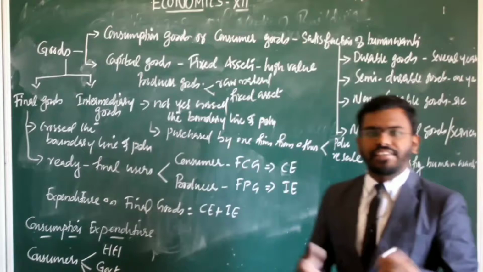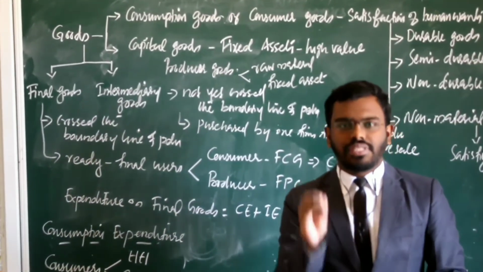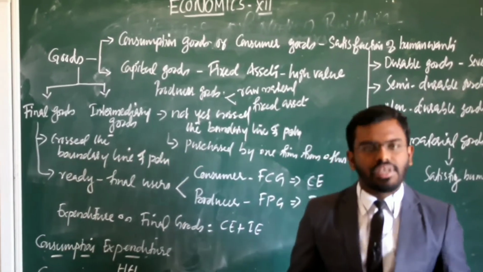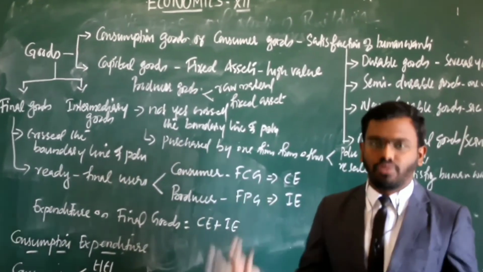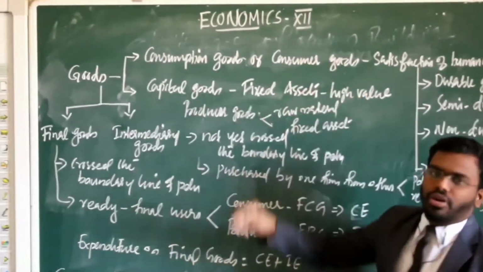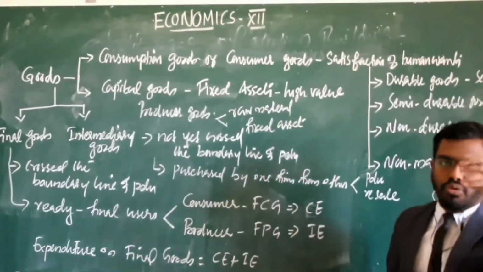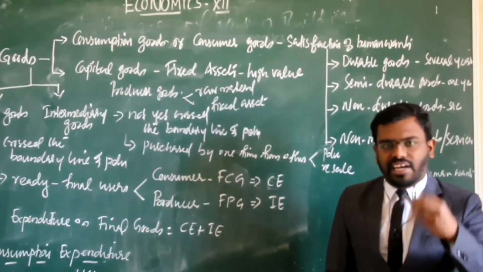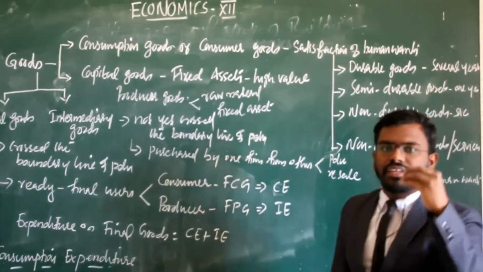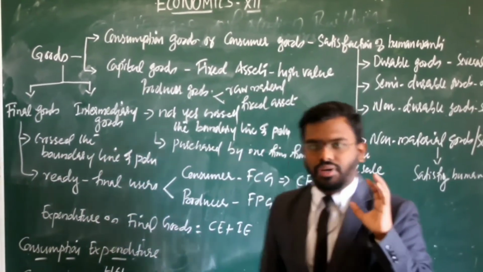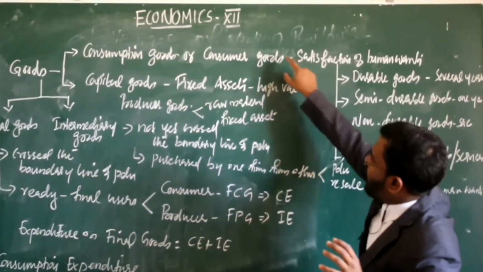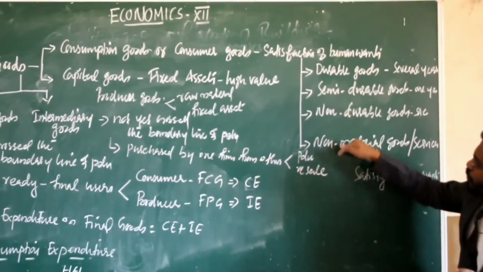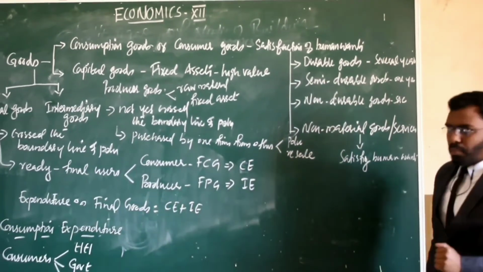For example, ice cream. If an individual A is purchasing an ice cream for consuming himself, then that is known as a consumer good. So consumer goods or consumption goods are the goods which satisfy human wants directly and are demanded by the consumer. Here again, consumption goods are classified into types.